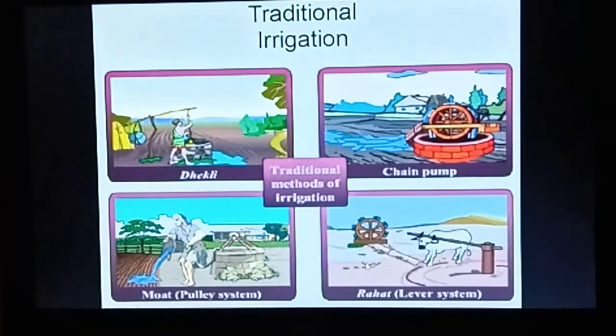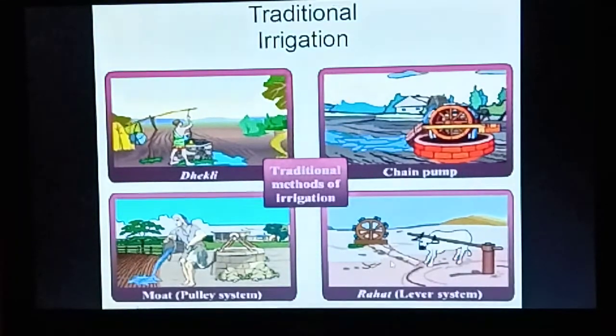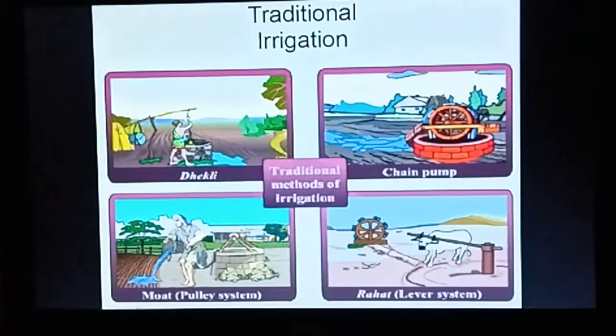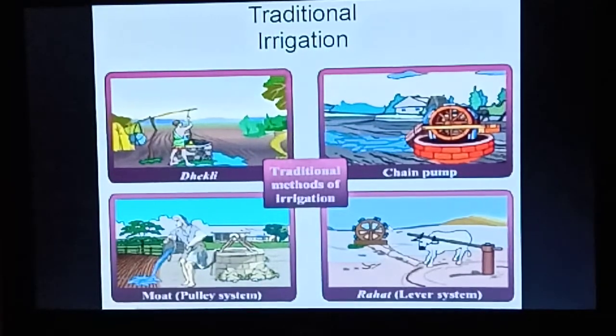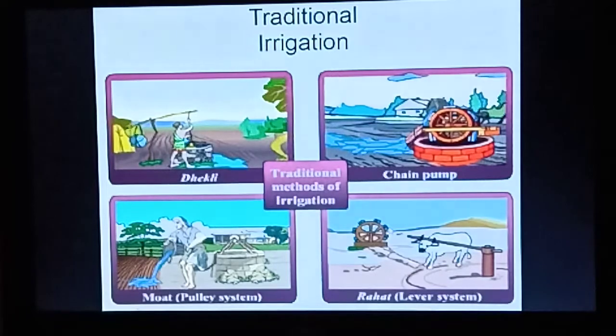This is the rahat lever system, as we also call it. Here is a bull. It goes round and round, and this wheel goes round and round. Some buckets are put over here so that the water comes out and comes out. So now we have covered the traditional irrigation methods.